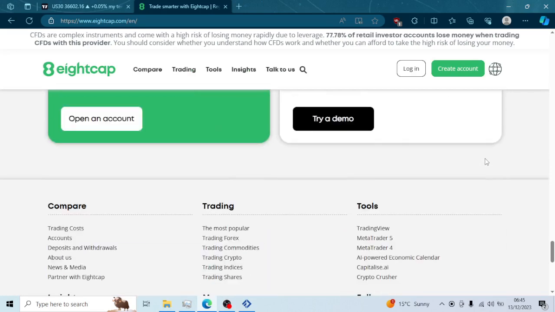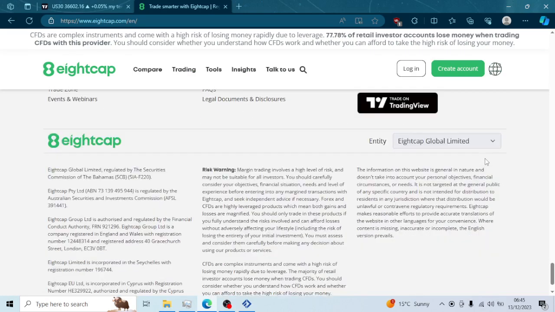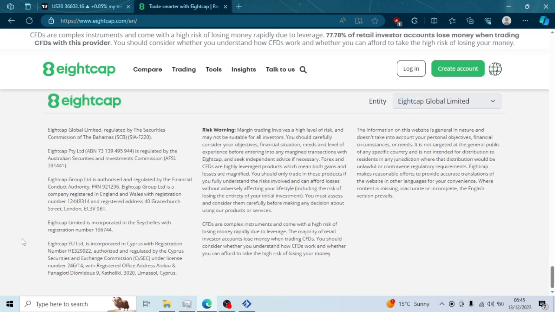I don't like brokers that offer you high leverage, because the more leverage you are using, the more likely you are to lose trades. Is it regulated in Australia? Those are the ones that I really trust, bro. If there is an Australian regulation, 8 cap is authorized and regulated in the Financial Service Conduct.